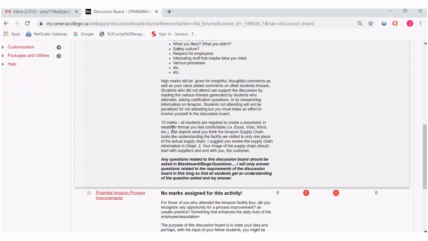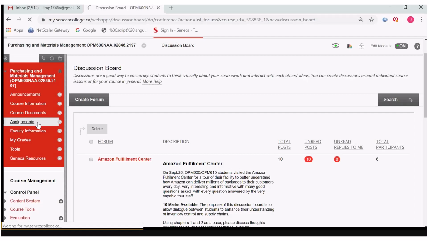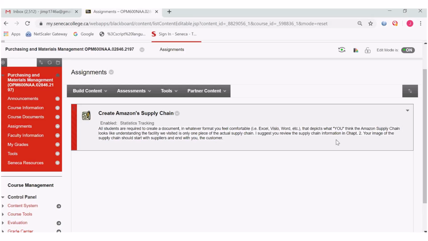And down below there's another 10 mark thing that says all students are required to create a document in whatever format you feel comfortable, Excel, Visio, Word, that shows me a supply chain. This is a mini assignment internal to this discussion board, and the details of this assignment appear in your assignments here. I think this assignment here. Now you'll also notice there is no value put on this. This is not a 15% assignment, guys. This is just a little mini sideline, and there's no value on that other than it's part of the 10 marks.